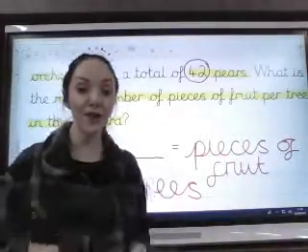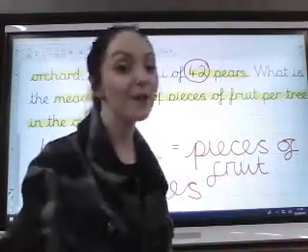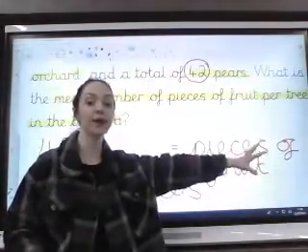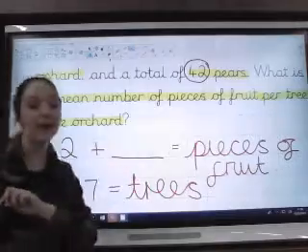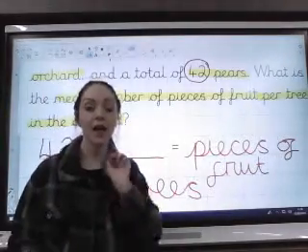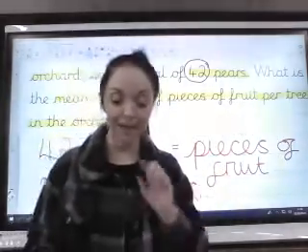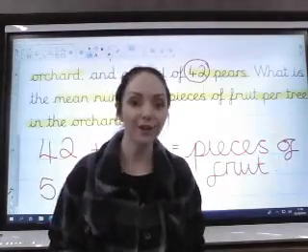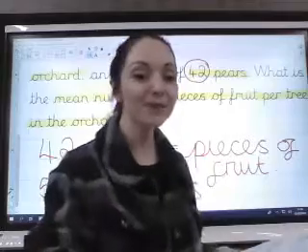Then, once you've got that, I know there's a lot of steps. Once you've got that, then you need to do however many pieces of fruit there were divided by however many trees there are, and that will tell you the mean number of pieces of fruit per tree in the orchard. Oh, that was long. Okay, so have a good go at that.